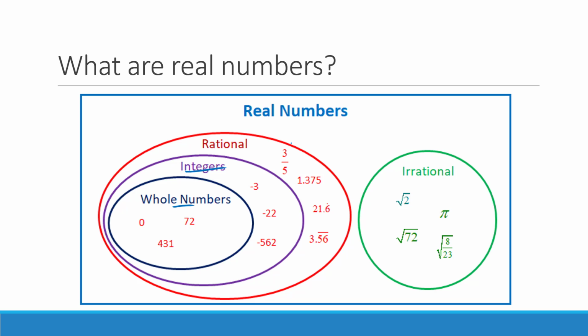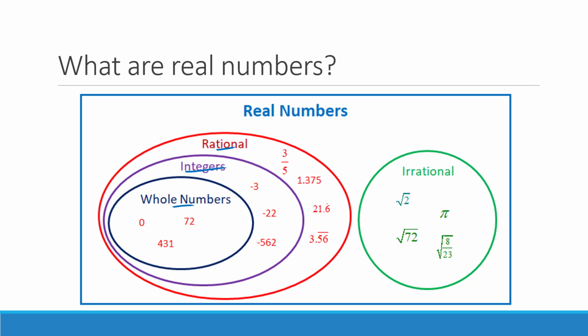Now the next set that encompasses both integers and whole numbers is going to be rational numbers. So rational numbers can be fractions, they can be decimals, they can also include whole numbers, and they can also include negative numbers as well. But the big distinguishing characteristic is that rational numbers are the only ones that include fractions and decimals.